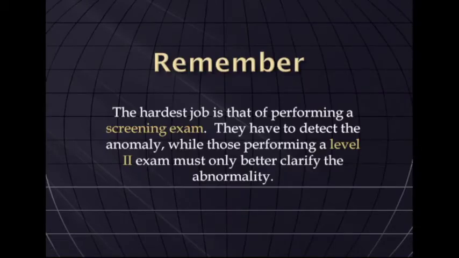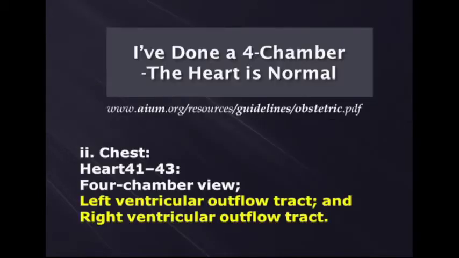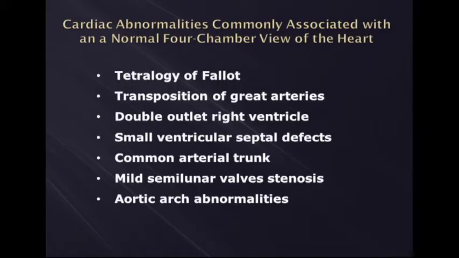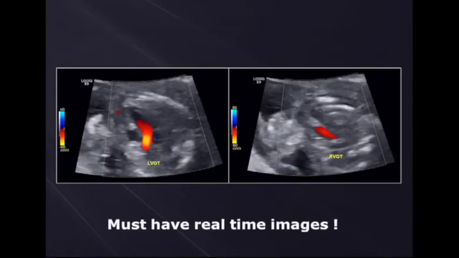Well, remember, the hardest job is those of you that do a screening job. So if you have to do the 4-chamber view of the heart, that is the toughest job. In addition, the AIUM now recommends that you do a right and a left ventricular outflow tract. There may be other anomalies that you can detect when you do outflow tract views. Tetralogy of Fallot, some of the T's you can see, transposition. A lot of these things you can see when you do outflow tract views.